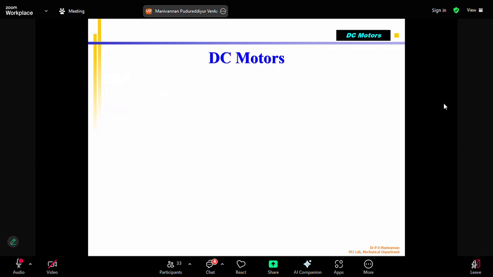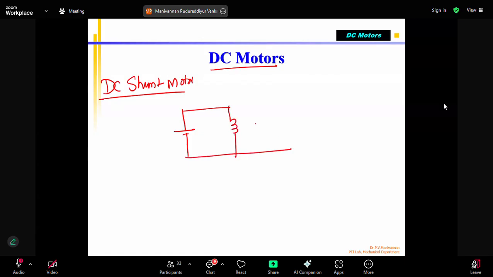Now, once we talk about DC motors, I already told you there are three types of DC motor. I will first start with the shunt motor. So the DC shunt motor is represented like this, symbolically. Take this down.